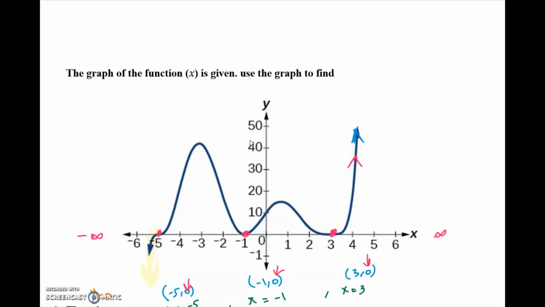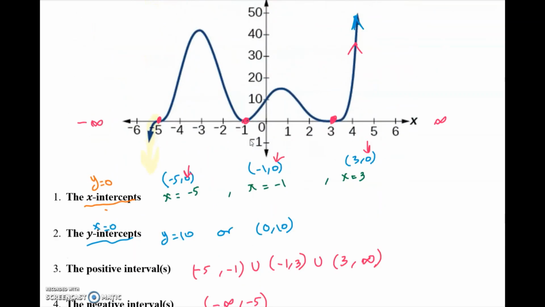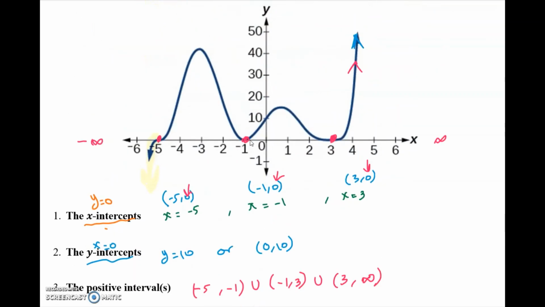Same with the positive interval. So from negative 5 all the way to negative 1, it was above the x-axis. Negative 1 to 3, above the x-axis. 3 and positive infinity, above the x-axis. So that's regarding the positive and negative intervals.